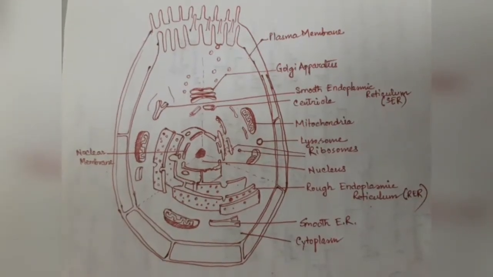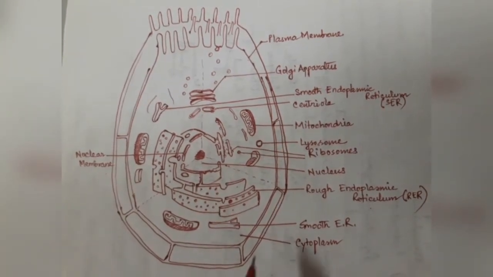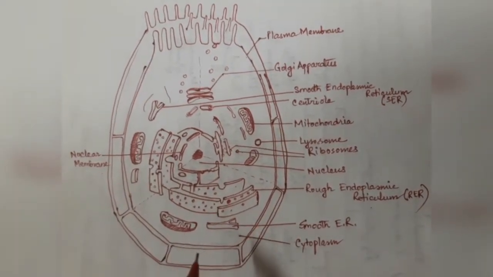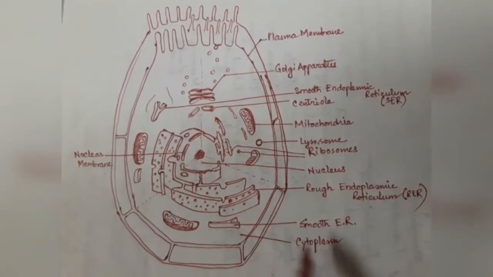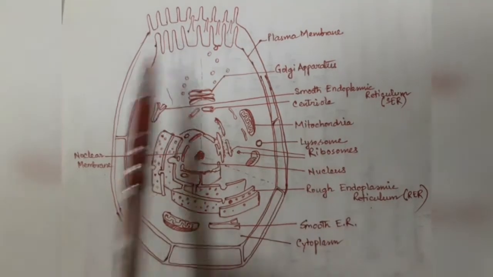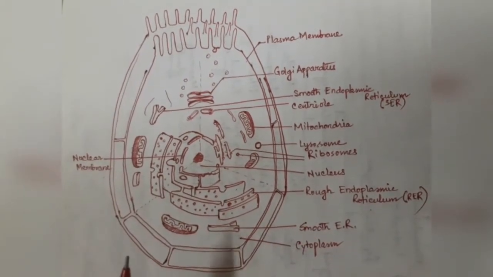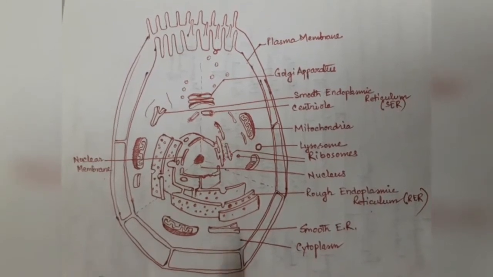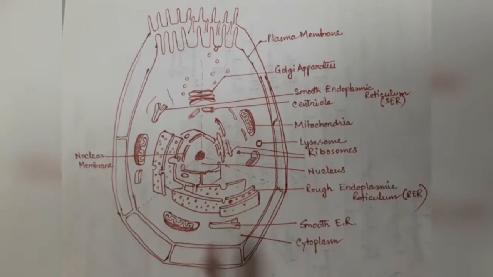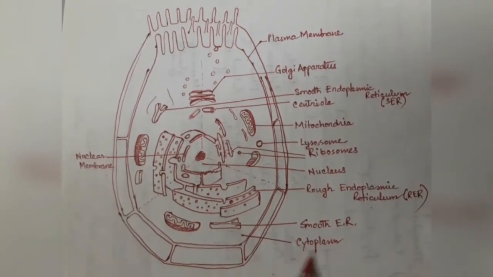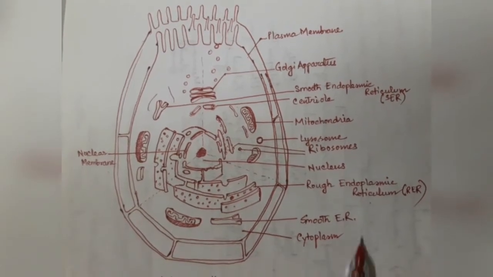Hello everyone. So we will be talking about one of the structures of a cell, and that is cytoplasm. We have already seen this figure during the discussion of animal cell and plant cell, right? So now in this video we will be only focusing on the cytoplasmic part, the cytoplasm.